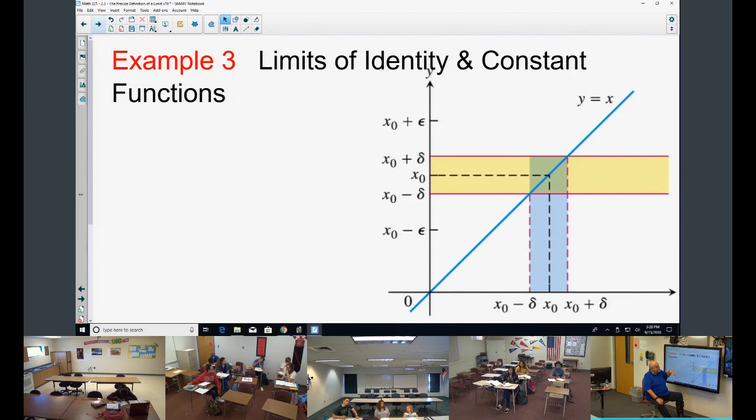If this is the identity, then whatever this distance is going to be, it's the same up here. So your delta and your epsilon are going to be equal because this is the identity function. So if you're off by 1/10 here, then you'll be off by 1/10 here.